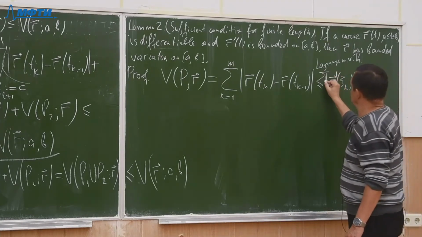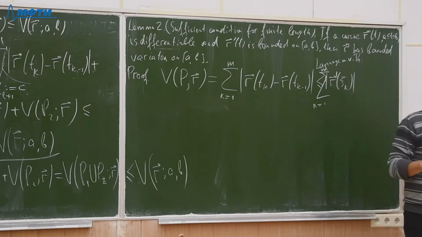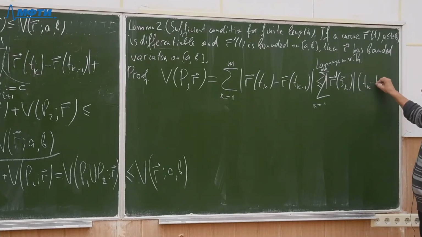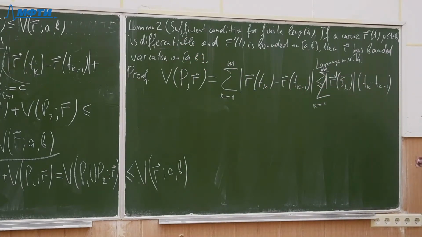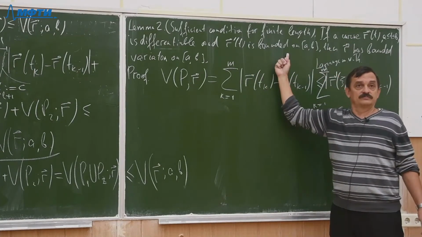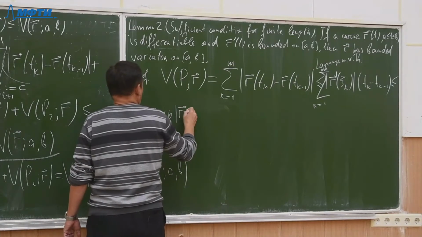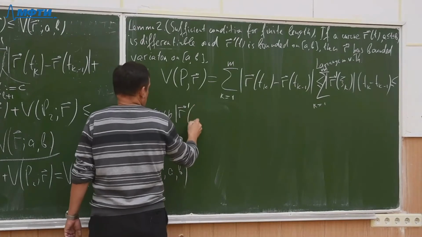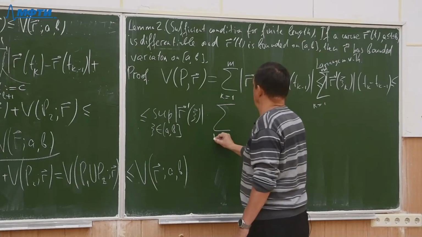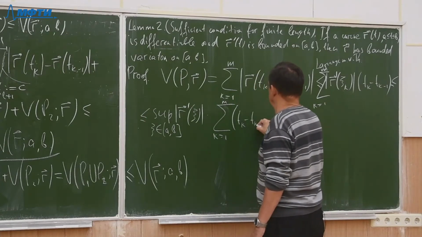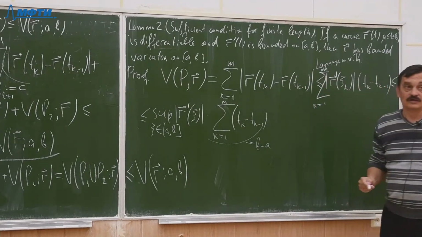Oh, I forgot about the sum, sorry. Sum k from 1 up to m, of course. We apply the Lagrange mean value theorem to each of the terms, and then we write tk minus tk minus 1. That is because of differentiability. Now, we use the second supposition: R prime is bounded. So let me estimate those derivatives by the supremum of R prime over AB, times the sum of tk minus tk minus 1. But this sum, of course, is nothing else but b minus a.